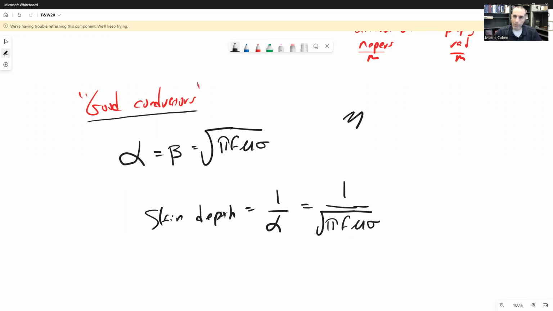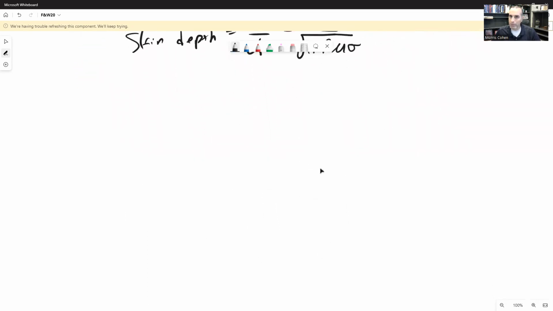In that case, we also have this intrinsic impedance eta, which equals the square root of mu times omega divided by sigma, and this works out to be approximately e to the j times pi over 4 as its phase. So there's going to be a 45-degree phase shift between the electric field and the magnetic field in a good conductor, like, for example, metal, or seawater, which is also a good conductor at most frequencies. You have to go very high in frequency before seawater is not a good conductor.